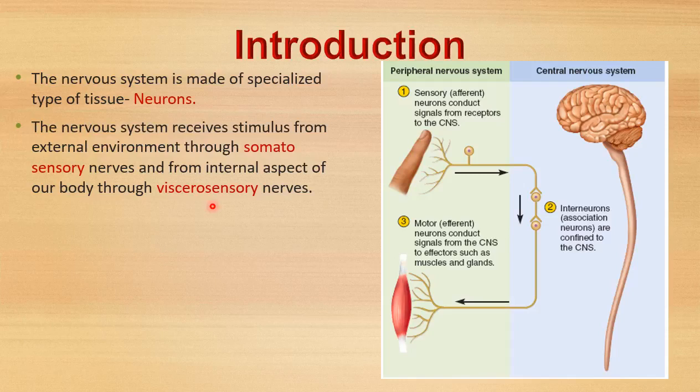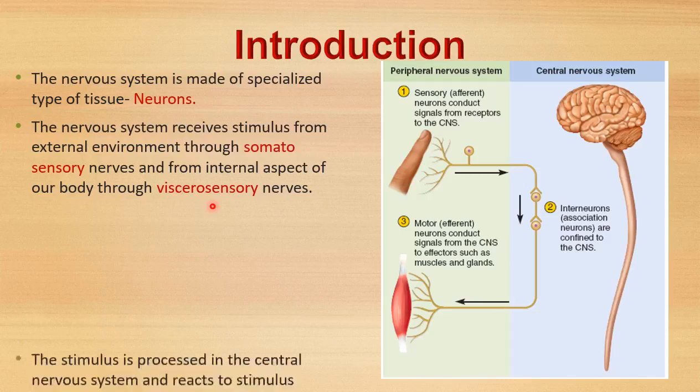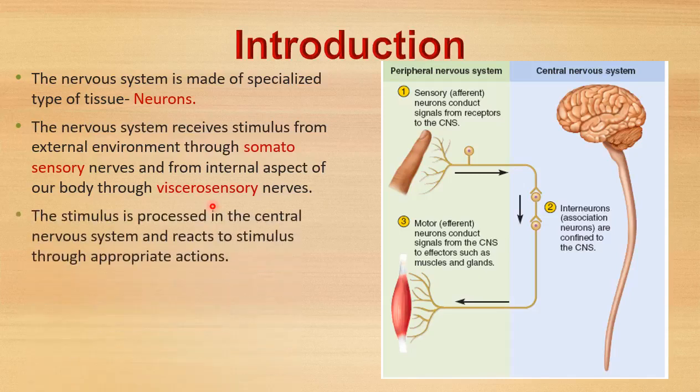For example, your uterus has smooth muscle, the uterine musculature, myometrium. Your bladder has smooth muscle. There is smooth muscle in your bronchi. Like that, in all the viscera you have smooth muscle, and especially also your cardiac muscle, which is also under the control of this autonomic nervous system. So the stimulus is processed, and then you react to the stimulus through appropriate action.